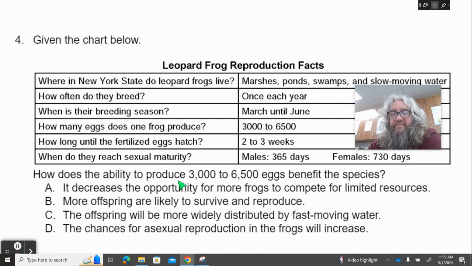How does the ability to produce 3,000 to 6,500 eggs benefit this species? A, it decreases the opportunity for more frogs to compete for limited resources. B, more offspring are likely to survive and reproduce. C, the offspring will be more widely distributed by fast moving water. Or D, the chances for asexual reproduction in the frogs will increase.